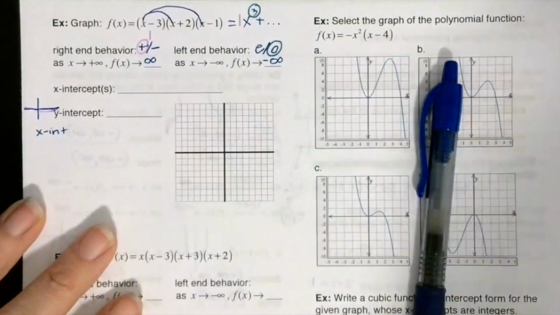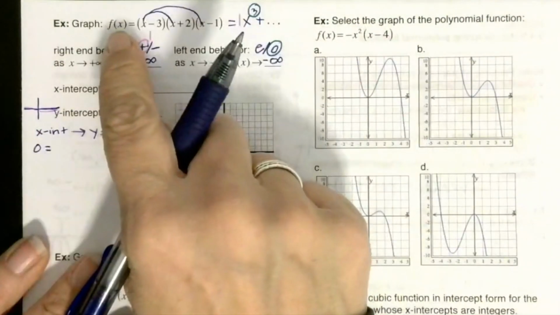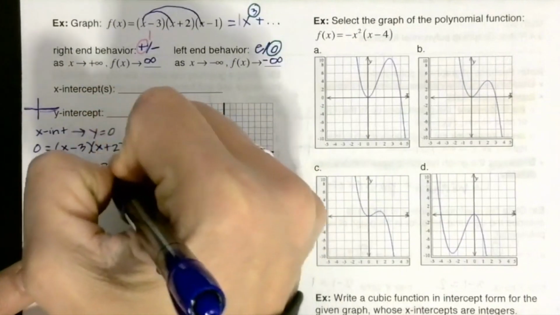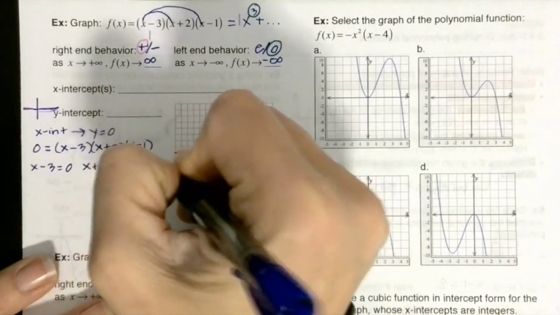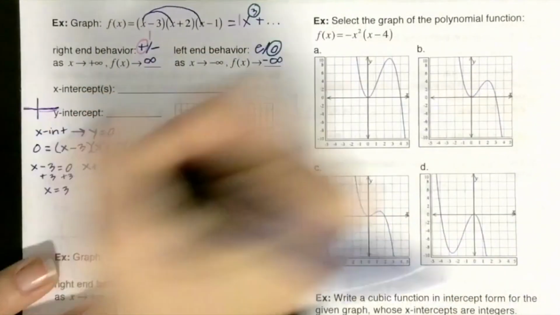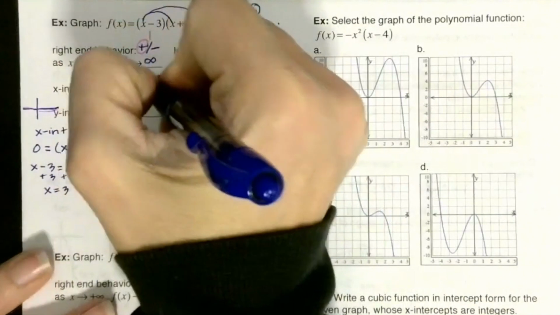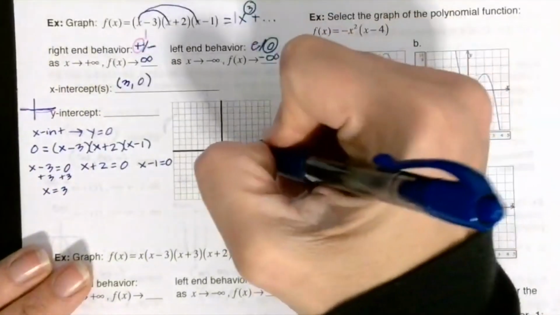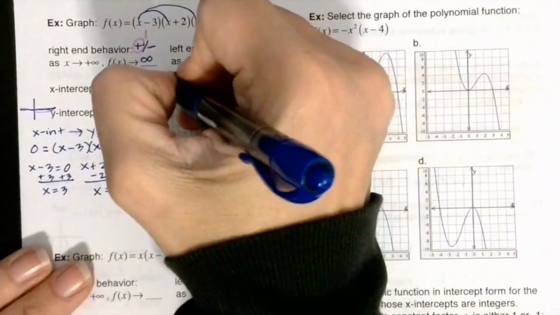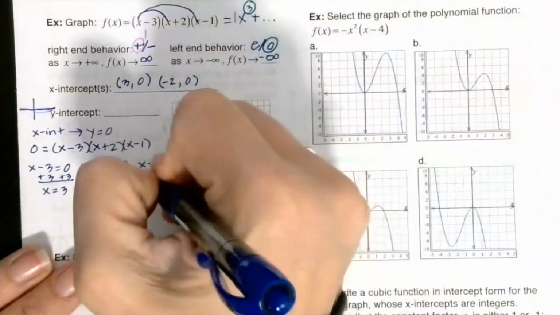X-intercepts, y equals 0. We're going to take that, which we know is another name for y, and we take each factor and set it equal to 0. And then we solve it. So our first x-intercept is 3. So on a graph, that would be 3, 0, which is right there. Our second x-intercept is -2. That's there. And then our third x-intercept is going to be 1.